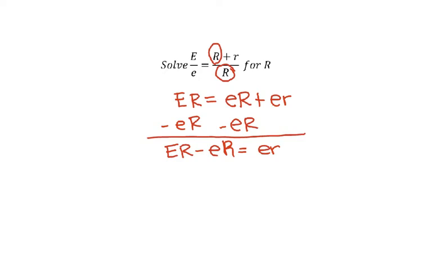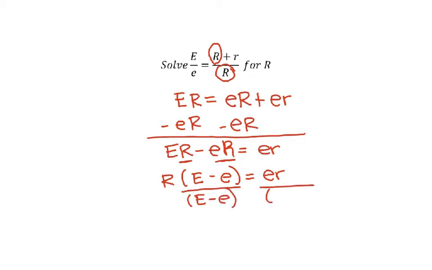Now here I have big R in both this term and this term, so I'm going to factor that capital R out. And that'll leave me with big E minus little e, and that equals little e, little r. And now I just have to divide by this expression that is multiplied by my variable of interest. And I will get R equals little e, little r over big E minus little e.